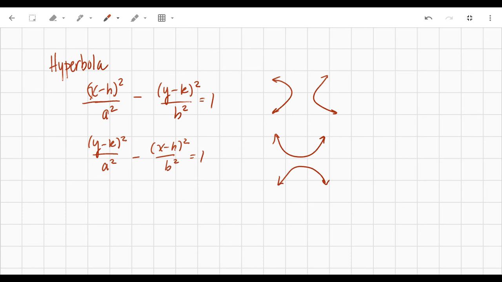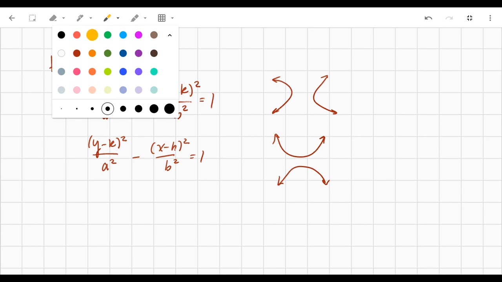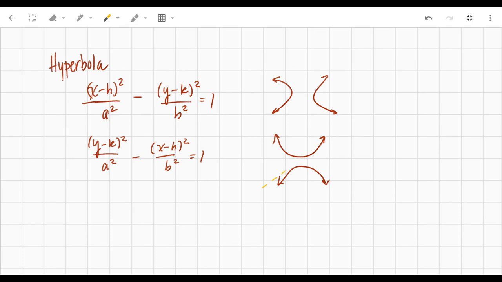Now, I'm going to add some stuff here. First of all, hyperbolas have asymptotes that kind of make an X shape through them like this. So they kind of hug those asymptotes. Where the asymptotes intersect, that's your (h, k). So it's actually not a point that's on the hyperbola.